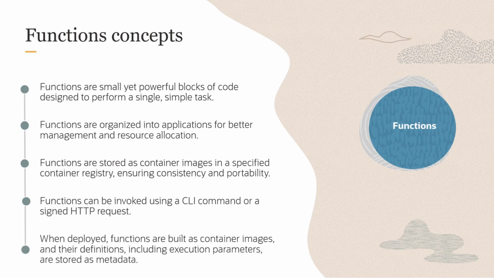When you deploy a function using the Fn Project CLI, it is built as a container image and pushed to the specified container registry. A definition of the function is then stored as metadata in the OCI functions server. This definition includes details on how functions should be executed, such as the container image to pull, the maximum execution time, and the maximum memory consumption allowed.